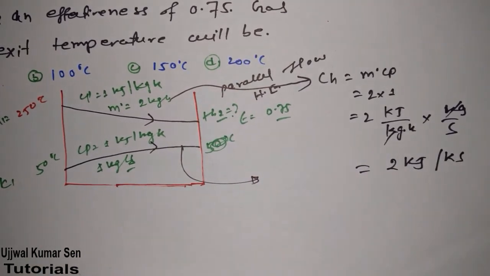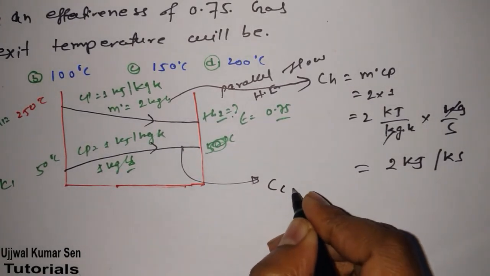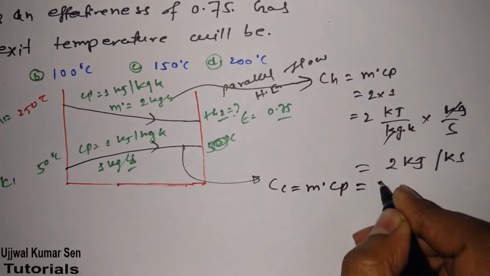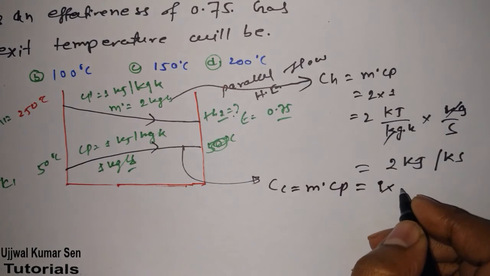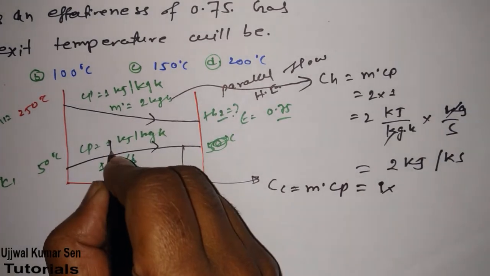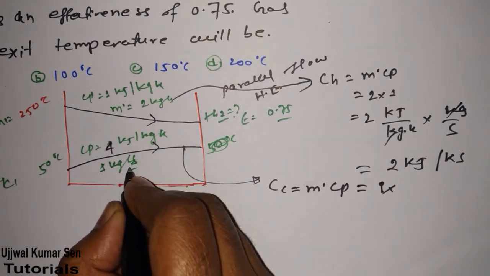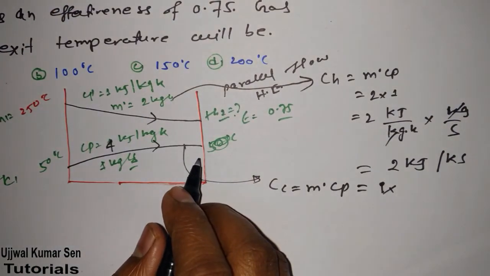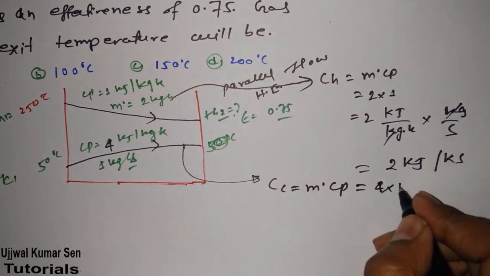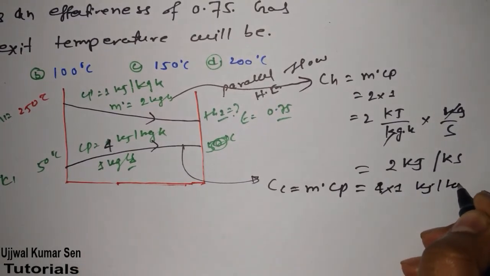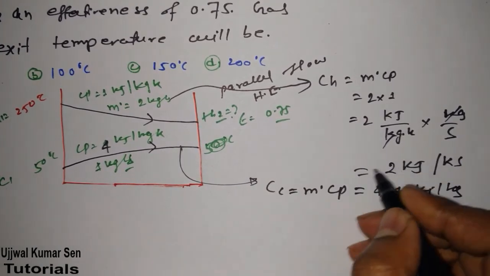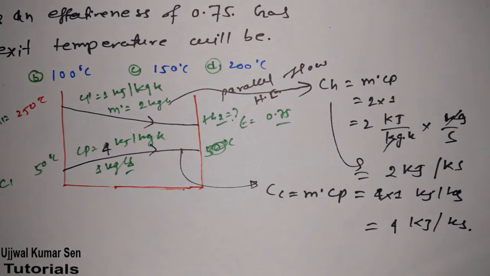Now go for the cold one, that is for water. Cc is equal to mass flow rate times Cp. Cp is 4 for water and its mass flow rate is 1, so 4 times 1, that is 4 kilojoule per Kelvin second. So which one is minimum? This hot one is minimum.